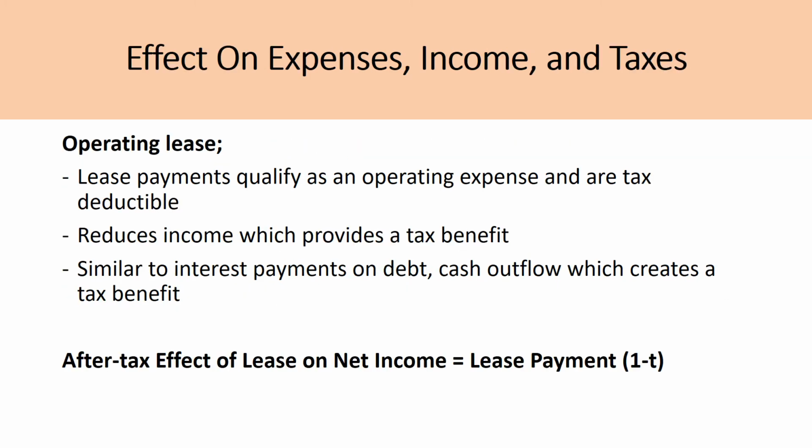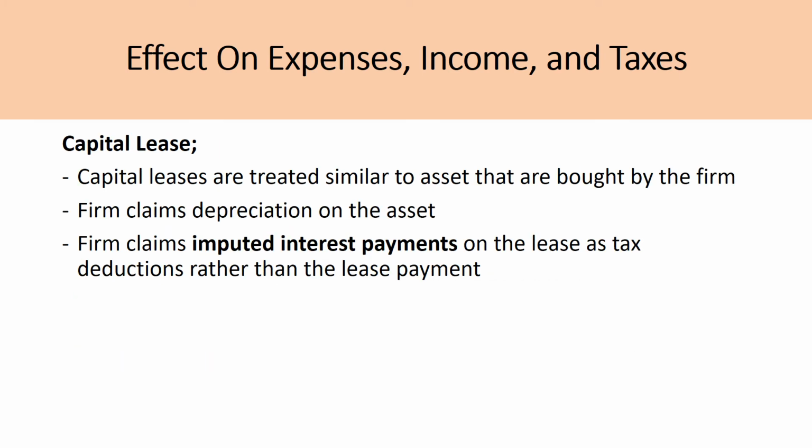Okay, so from an effect on expenses, income, and taxes, for an operating lease, the lease payment qualifies as an operating expense and is tax deductible. It reduces income, which provides a tax benefit, and it is similar to interest payments on debt, a cash outflow which creates a tax benefit. And so the after-tax effect of a lease on net income is the lease payment times 1 minus the marginal tax rate. Okay, so essentially what you want to take away is that for an operating lease, the lease payment is an operating expense. Okay, for a capital lease, leases are treated similar to assets that are bought by the firm.